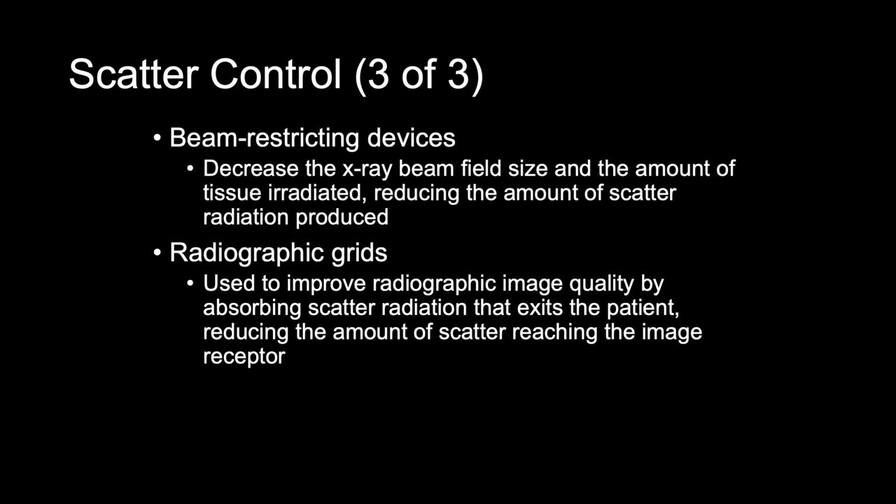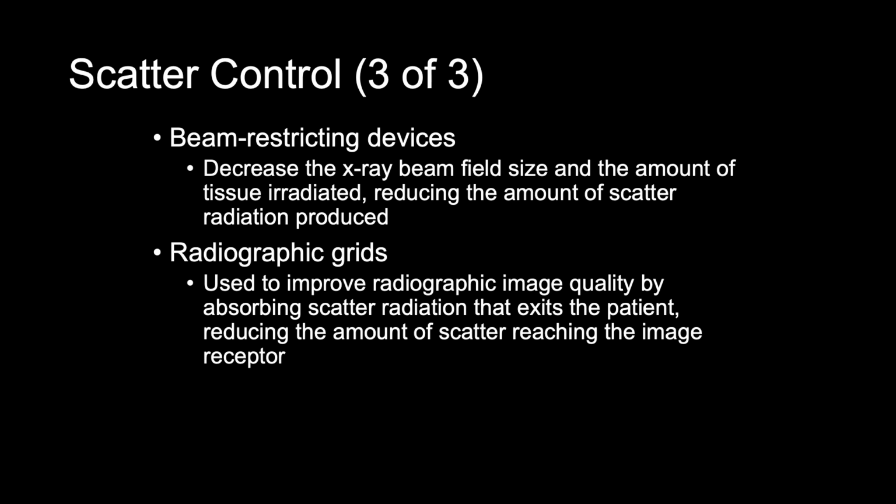Beam restricting devices and radiographic grids, which we'll talk about more next week, are tools that the radiographer can use to limit the amount of scatter radiation that affects the radiographic image and exposure to the patient and the RT. Beam restricting devices decrease the X-ray beam field size. They decrease the amount of tissue being irradiated. And then because of that, they also reduce the amount of scatter radiation produced.